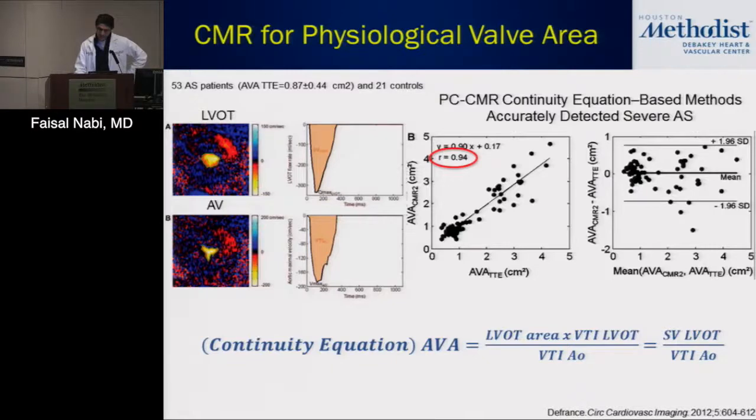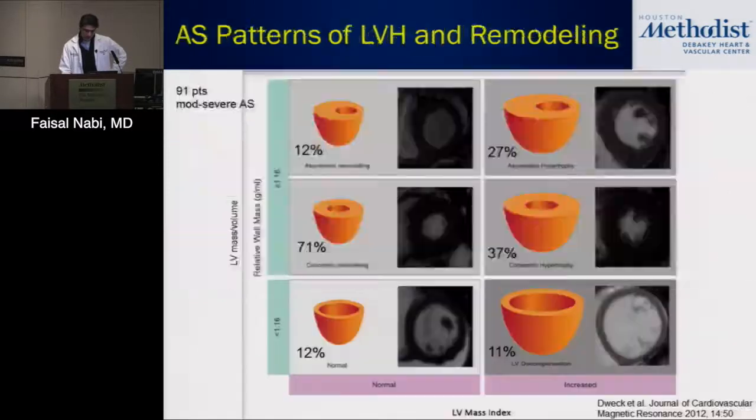Now, we can calculate a physiological valve area using the continuity equation, but here we have to specifically image the LVOT, and here's just an example of that. As Karla had shown, you can very easily circumscribe an area of the LVOT, measure flow there, and then determine a TVI. And if you do the same thing for the aortic valve, you can actually calculate a valve area if you know the TVI of the flow that's crossing the aortic valve. In this particular study, it showed a very good correlation with the continuity equation using echocardiogram. So we have this if we need to.